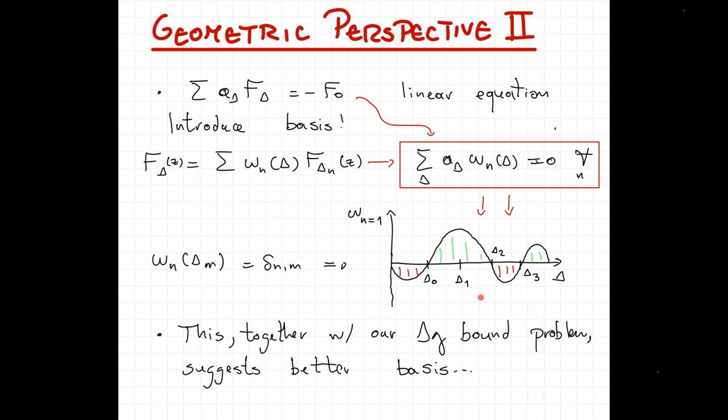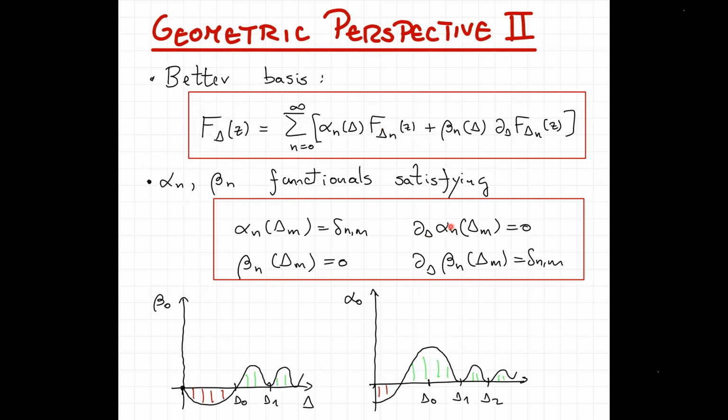But from our previous discussion of this bound on delta gap, it suggests that perhaps it would be better to work with a different basis, which will be positive. So what does this basis look like? Well, here it is. We postulate that there is a basis decomposition that looks like this. Now I'm expanding f delta not only in terms of some special f's, but also in terms of the derivatives of the f's with respect to delta. And again, the coefficients in this expansion are functional actions as before, but now the orthogonality conditions are a bit more complicated because there are more basis vectors.